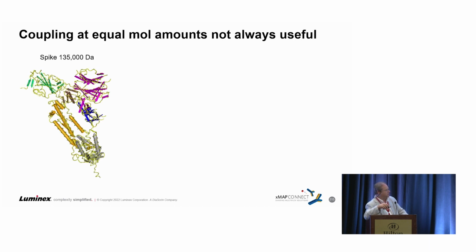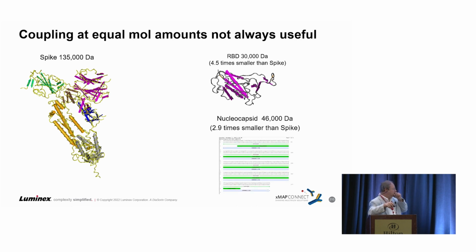And one example of that is this assay we built with the University of Rochester. And Sherry talked about this a little bit in her talk this morning, where we were coupling the extracellular domain of spike, which had a molecular weight of 130 kDa. And we were coupling the receptor binding domain of spike, which is about 4.5 times smaller than spike. And we're also coupling nucleocapsid, which is 46,000 and almost 3 times smaller than spike, and for which I've had a hard time finding a full 3D structure. So I had to pop the sequence in here. I can find the N-terminus and the C-terminus, but not the whole thing right now.